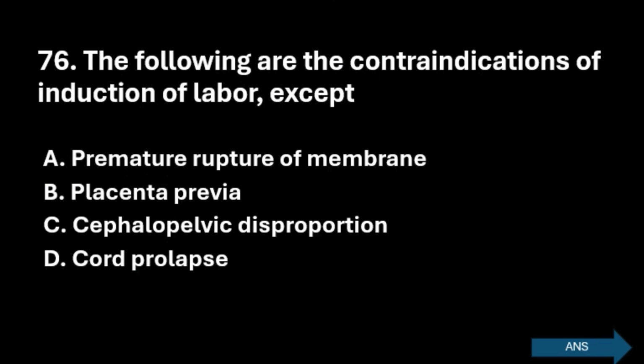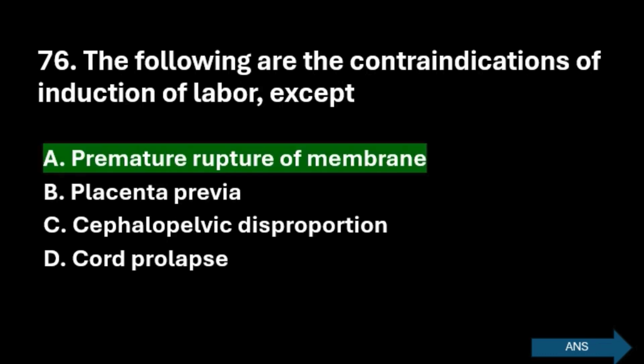The first question, the following are the contraindications of induction of labor except: option A, premature rupture of membrane; option B, placenta previa; option C, cephalopelvic disproportion; option D, cord prolapse. Let us go to the right answer. The right answer here is premature rupture of membrane, option A.